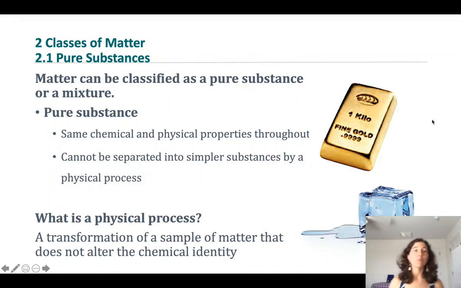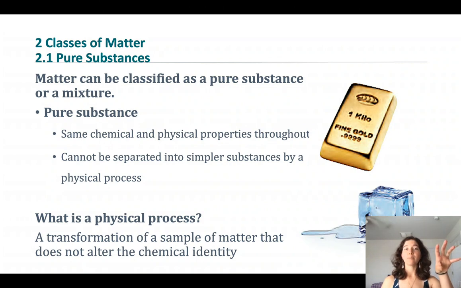Okay, so let's get into some more definitions. Yay! So let's talk about classes of matter now that we understand a little bit the different phases of matter. We can split different types of matter into two things, a pure substance or a mixture. A pure substance is one that has the same chemical and physical properties throughout the substance, and it cannot be separated into simpler substances by a physical process. Physical means is like pulling something apart or filtering it, something that is not a chemical reaction. That's what a physical process is defined as.